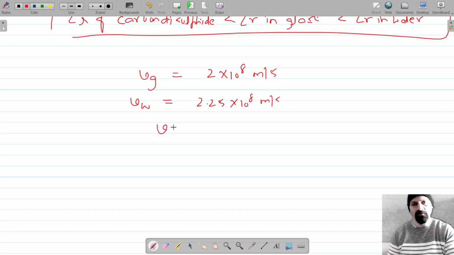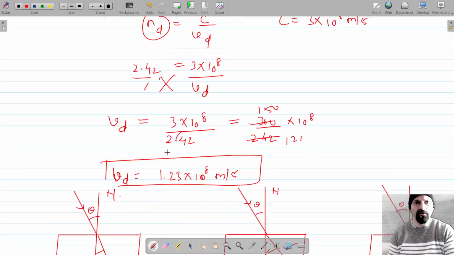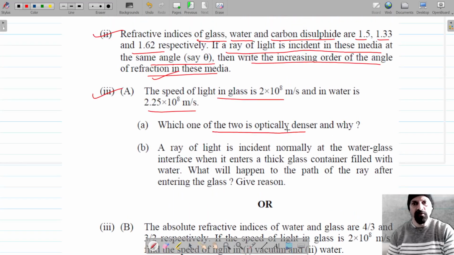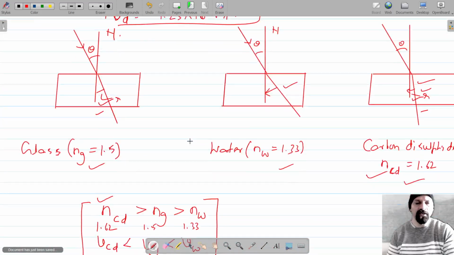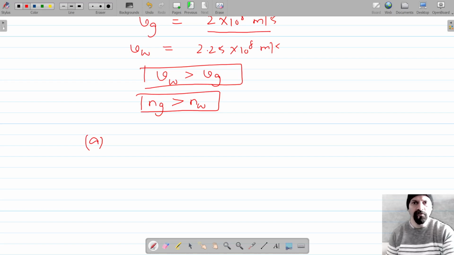Here we can see the speed of light in water is more than the speed of light in glass. The speed of light in glass is less, so the refractive index of glass is more than the refractive index of water. So the question asks which of the two is optically denser and why. We can write here that the refractive index of glass is more than the refractive index of water, because the speed of light in water is more than the speed of light in glass.